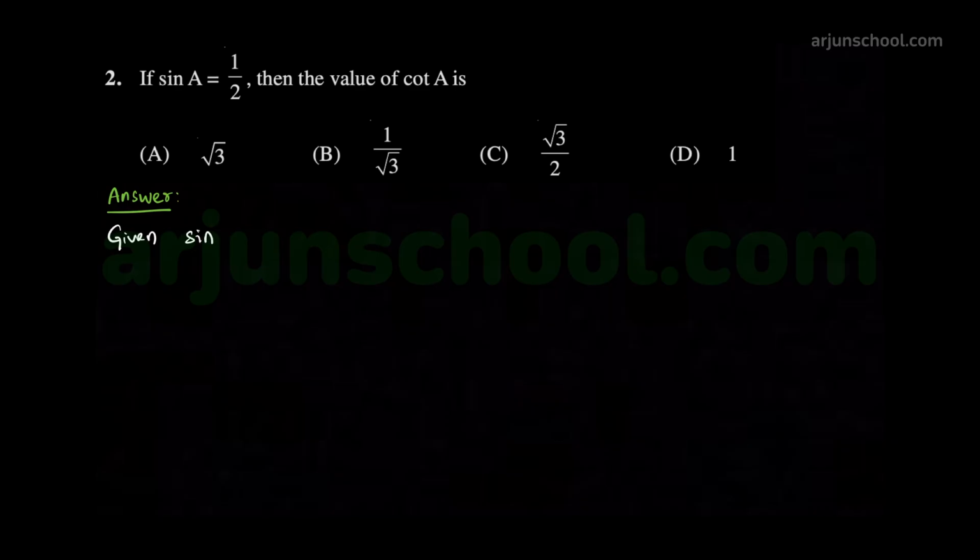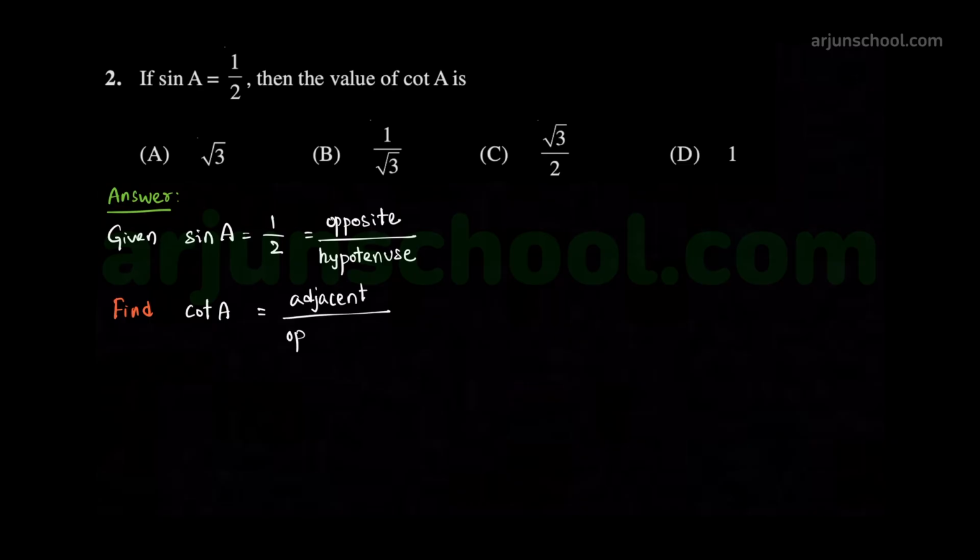We are given that sin A is equal to 1 by 2. And the formula for sin A is opposite side by hypotenuse. We need to find cot A. We know that cot A is equal to adjacent side by opposite side.